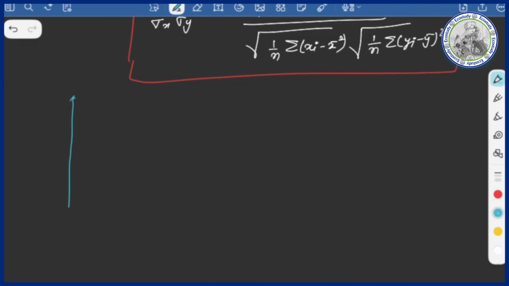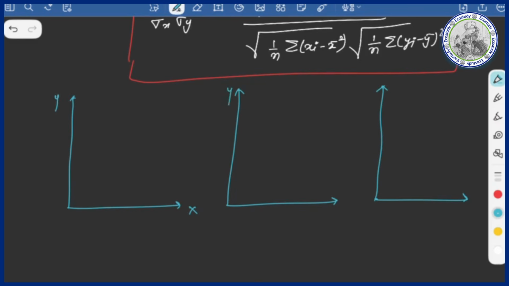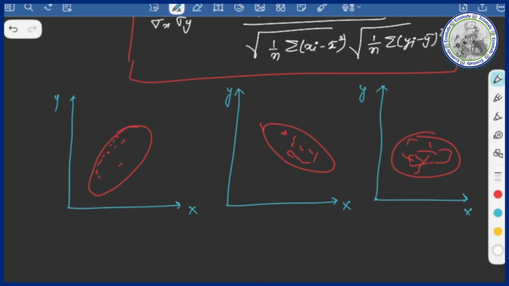Now we will see some of the plots, and we will see what the types of correlation are. So first of all, let me draw 3 plots. See here, it is your x y, y x, x y. So these are your data. Now here what you see, when x increases y also increases.